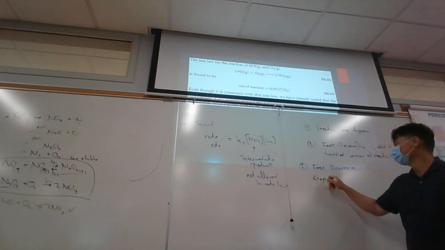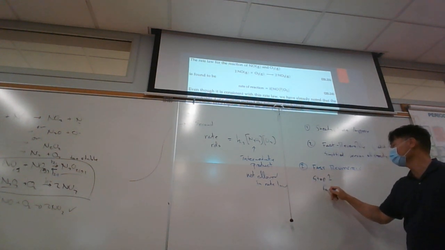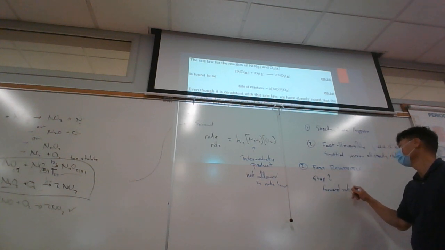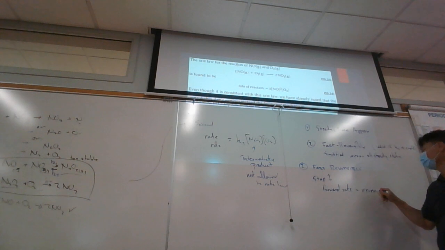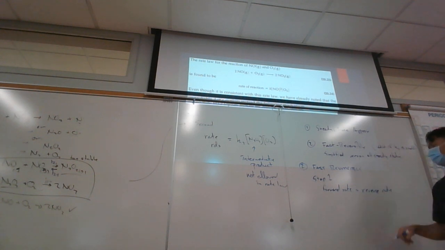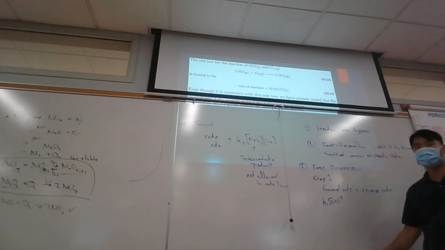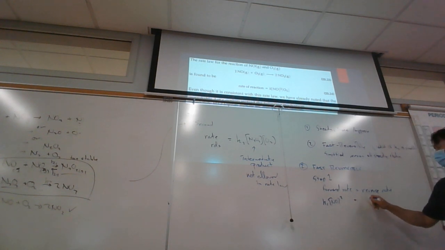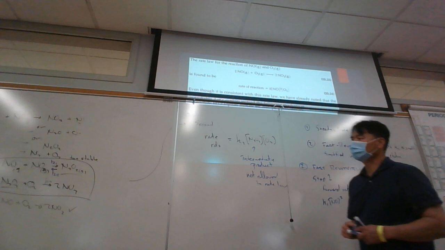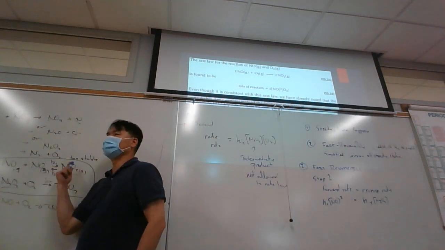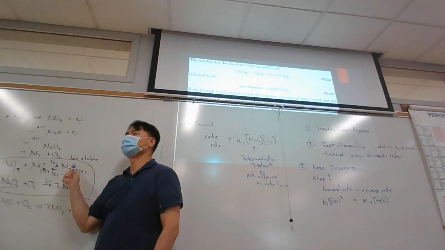So for step 1, what we say in the fast reversible is the forward rate is equal to the reverse rate. And that is, the forward rate is going to be K1 times NO times NO, so we'll just say NO squared. The reverse rate is going to be K minus 1 times N2O2 to the first. And so we're going to say that this first step is in equilibrium here, and so the forward rate is equal to the reverse rate.